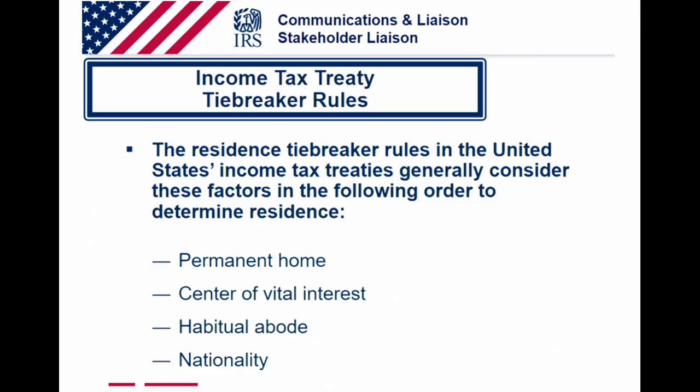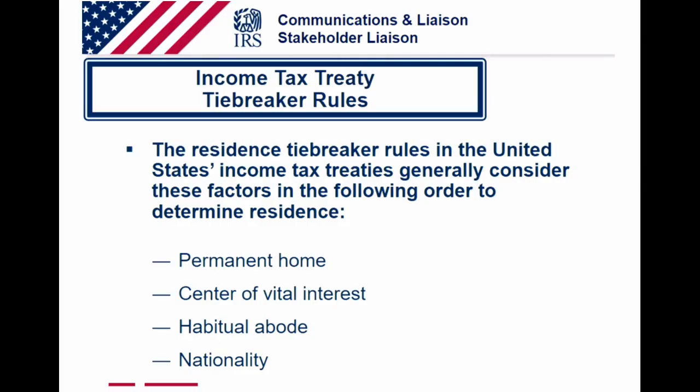Again, these different tiebreaker rules are taken in the order that they appear here. So if I have a permanent home in country A and not in country B, then we're already done. Under the treaty, I'm a resident of country A. If it happens that I have a permanent home in both countries, that's when we move to the center of vital interest. And if we can determine which country I have a stronger tie to, then again, that's where we stop. And then I would shake out as a resident of that country.